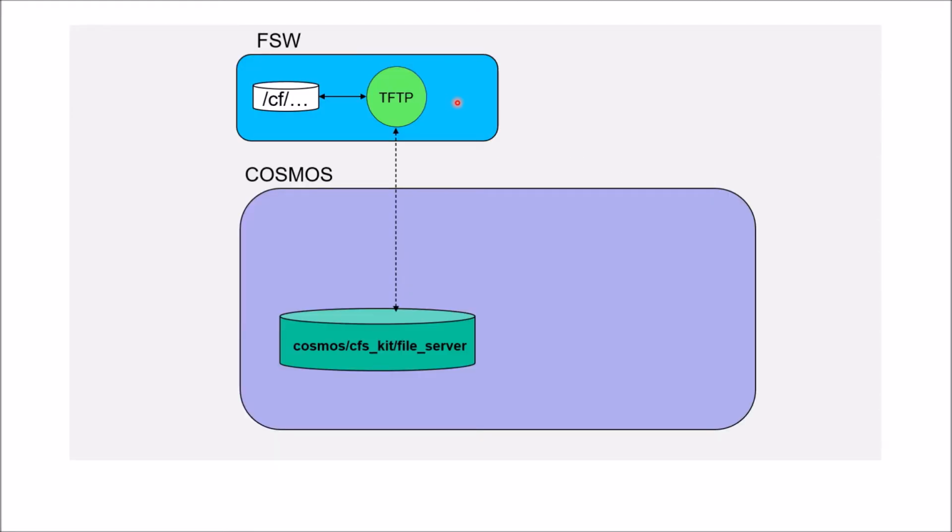OSK does not cheat by simply sharing a directory between the flight and ground. The Trivial File Transport Protocol app, or TFTP, is used to transfer files between the flight and ground systems. Starting with OSK version 2.5, the CCSDS File Delivery Protocol app, or CFDP, is included with the kit. However, at the time of this recording, it has not replaced TFTP as a default transfer app.